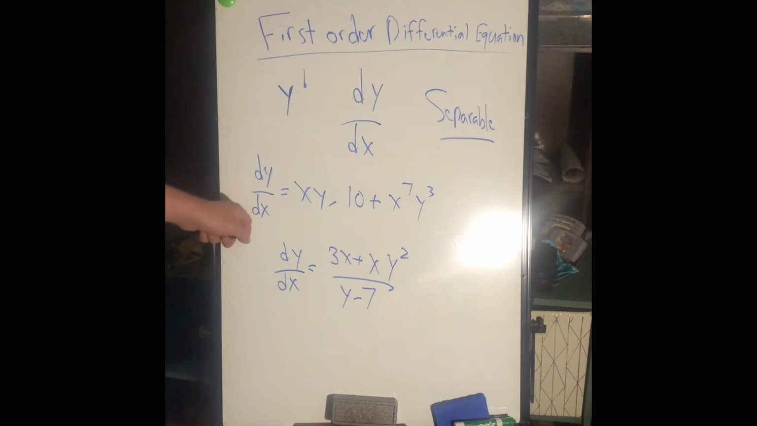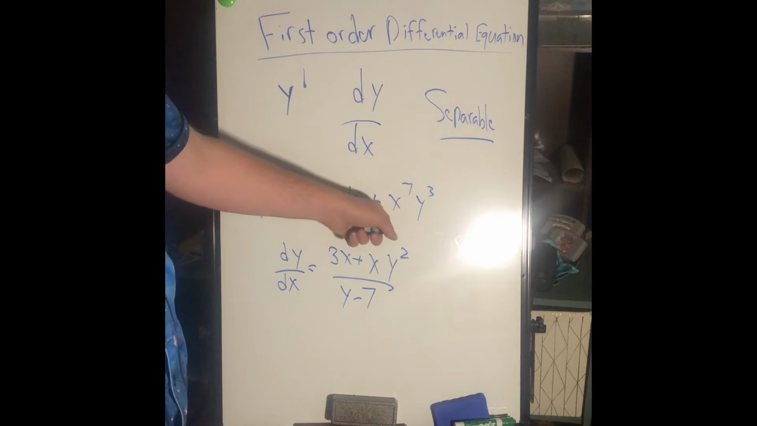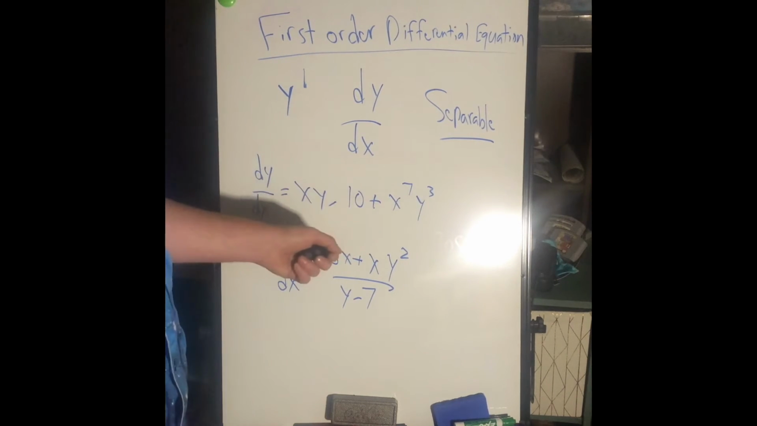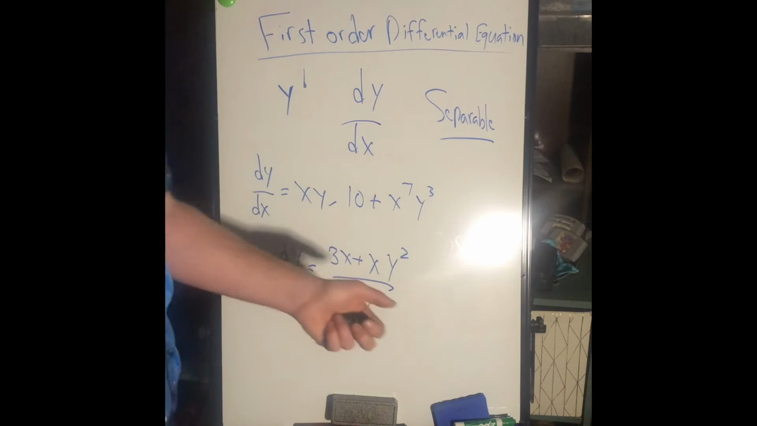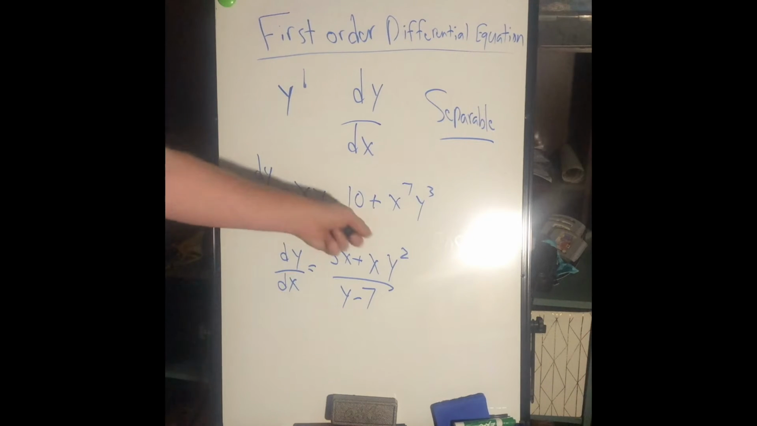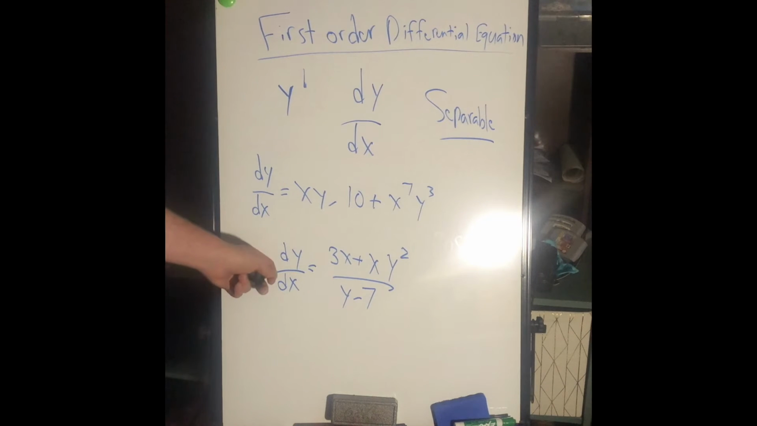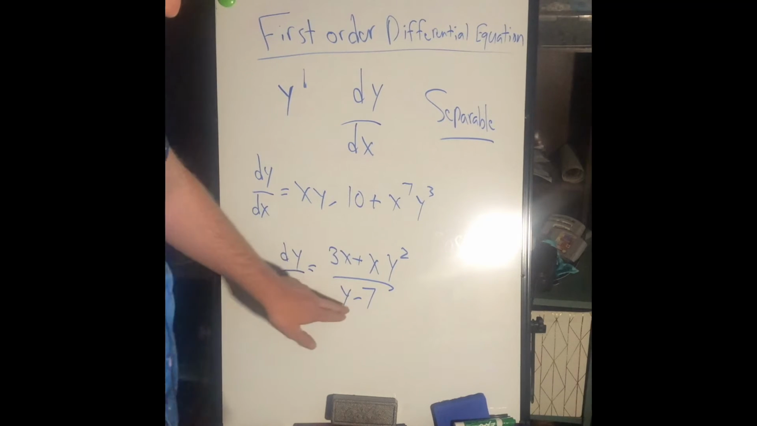So dy/dx is equal to xy minus 10 plus x to the 7th y to the 3rd. Can we separate x and y? No, we can't. Well, we could factor out an x and y, but it wouldn't really do much. For this one, we can. dy/dx is equal to 3x plus xy squared over y minus 7.